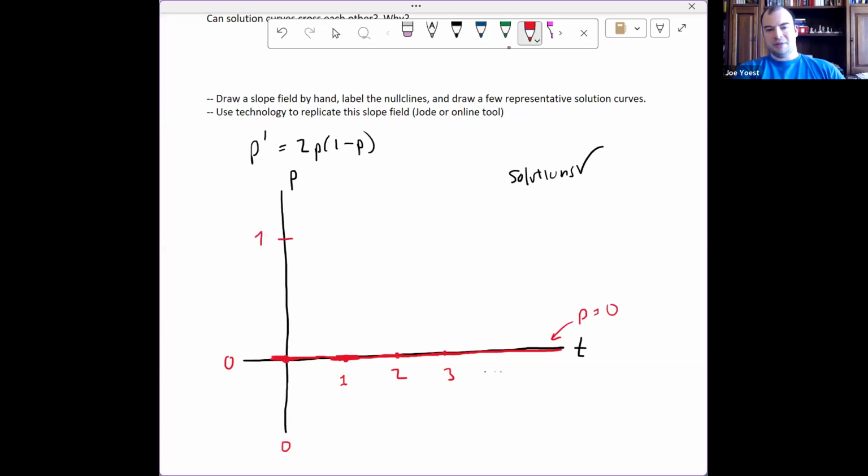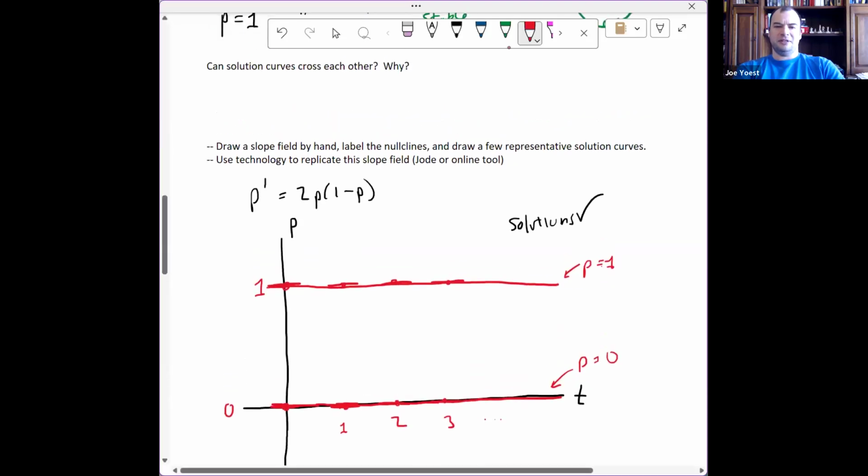I have a similar one of these at P equals 1, another equilibrium solution. When P equals 1 and T equals 0, say, P prime is 0 here, my linear approximation near (0, 1) is just going to be this horizontal line, in this case P equals 1 near (0, 1). But the same will be true at, say, (1, 1) or at (2, 1) or at (3, 1), and we'll do the same kind of thing. We'll just follow these lines here, and this is our P equals 1 equilibrium solution.